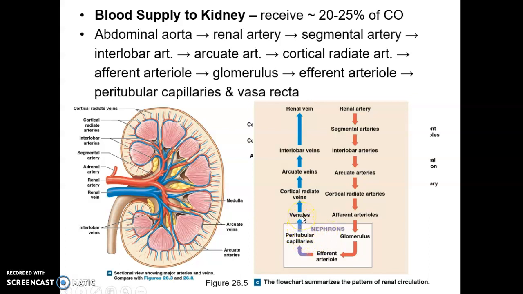And then you get venous blood out: venules, cortical radiate veins, arcuate veins, interlobar veins, and then straight out to the renal vein exiting. So in terms of the blood coming out via the veins, the nomenclature is very similar, except that there are no segmental veins.